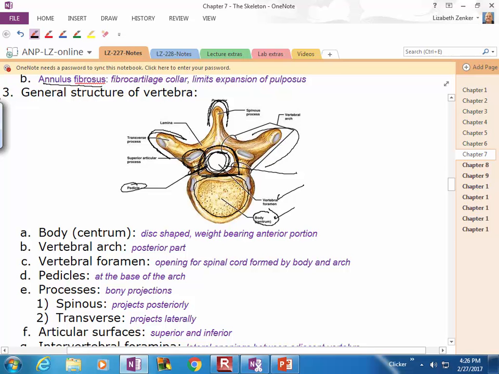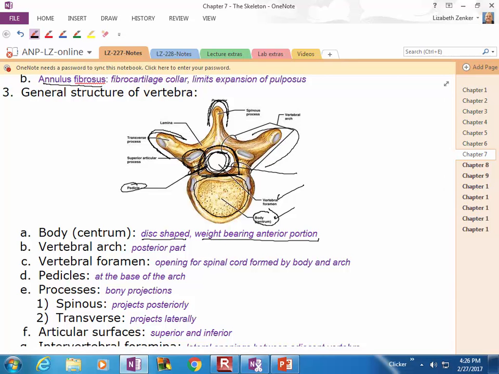So we said the body or the centrum is disc-shaped, and it's the weight-bearing anterior portion. So when you looked at the lumbar vertebra, how big was the body or the centrum? It was bigger and thicker than the thoracic spine or than parts of the cervical spine, correct? Because that has to hold everything that's above there, all of the upper extremity and the torso. So it makes sense that the lower we went in the spine, the wider it had to become, so it could distribute those forces better.